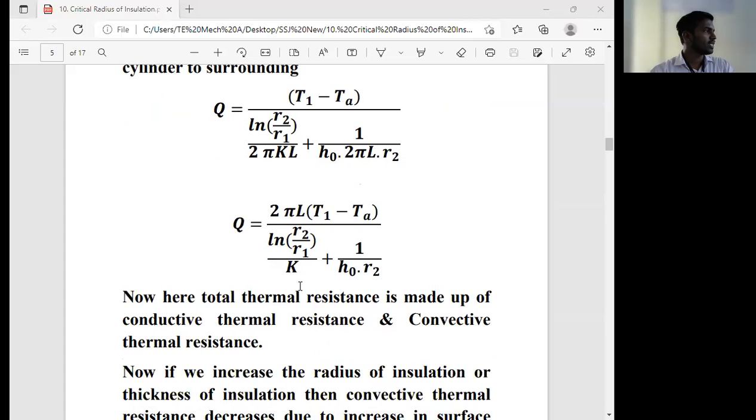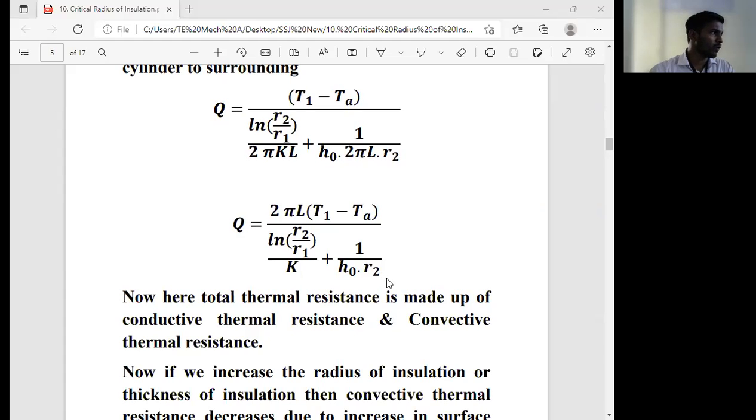Whatever insulation we have used, because of insulation this resistance will be coming into the equation. Because of the insulation we got the first resistance, and what is the value of that resistance? ln of R2 by R1 divided by 2 pi KL. And because of the convection, what resistance will be there? 1 upon HO into R2.